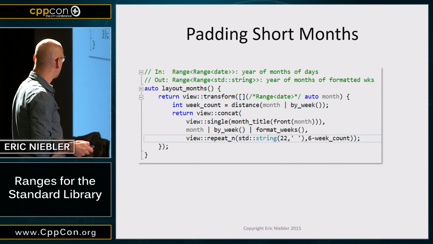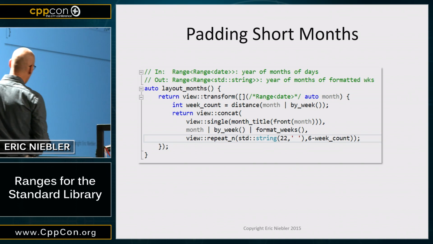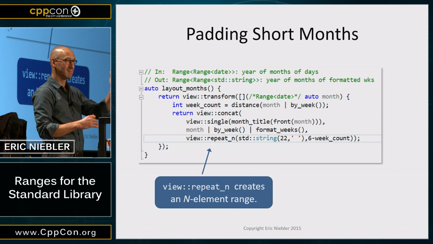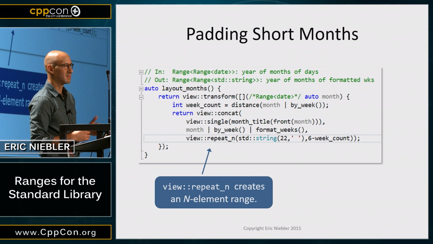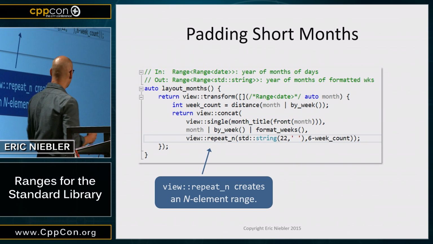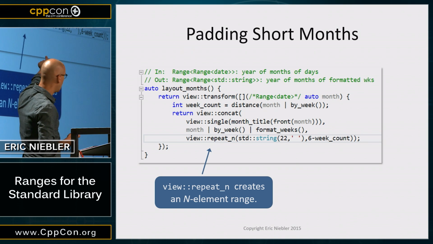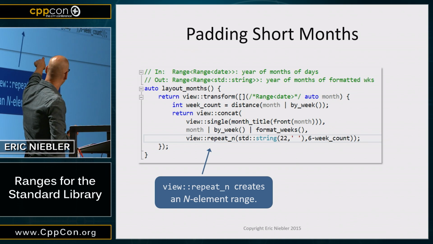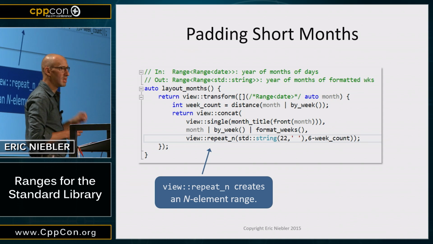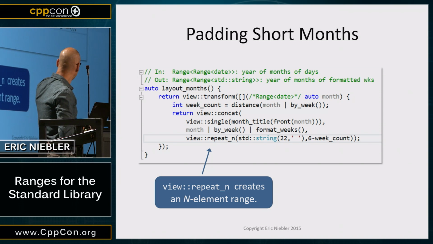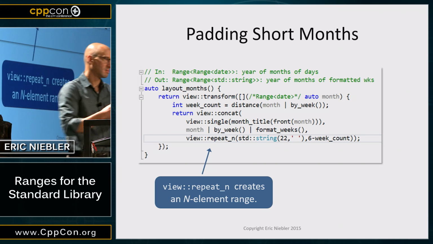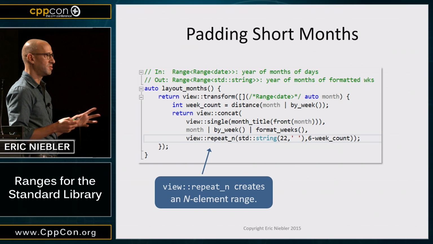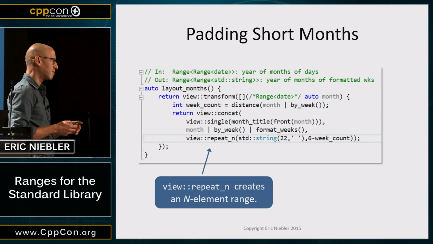And for padding empty lines, we use repeat n. First thing we do is we count how many elements are in our month. It's anywhere between 4 and 6. We want to make sure that they are all 6. So we want to count how many weeks we have in each month, that is, how many lines each month takes, and figure out how many lines of padding we need. That's 6 minus the count. And then we just repeat an empty string that many times, 0, 1, or 2 times, and add that to our concatenated, formatted month.